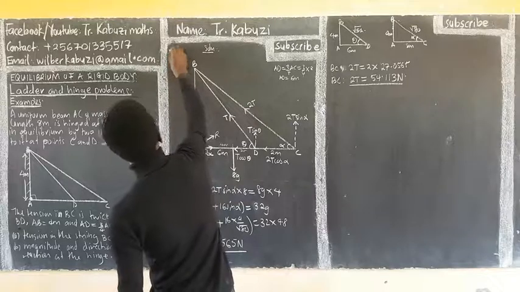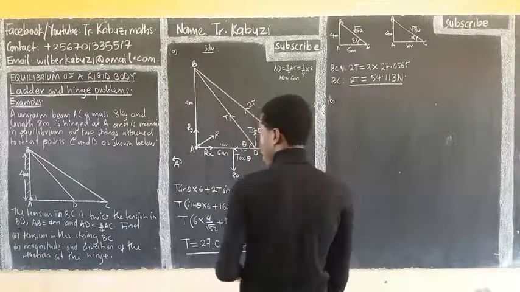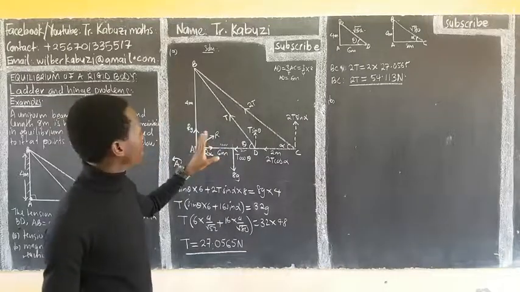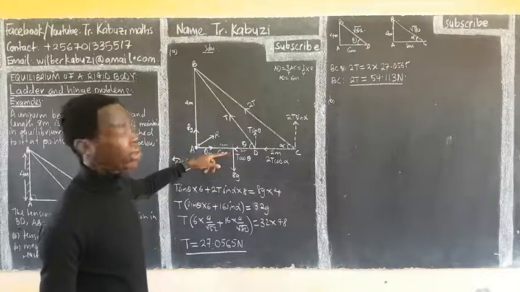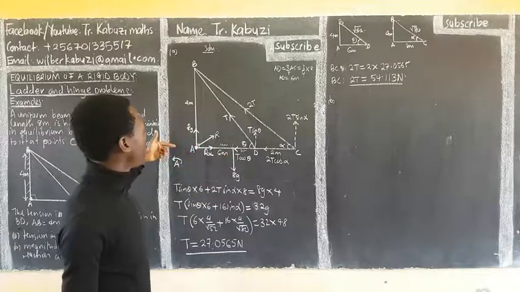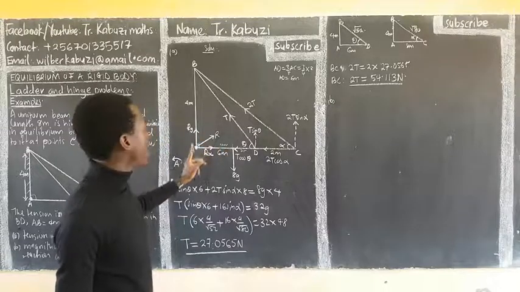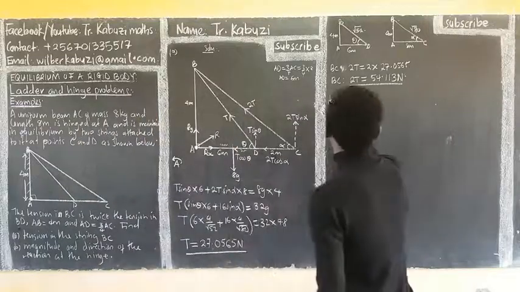This one is my A. Then I come to part B. You want me to get the magnitude and the direction of the reaction at the hinge. Remember here, reaction at the hinge. You resolve horizontally, you take the horizontal components and then the vertical component. As simple as that.